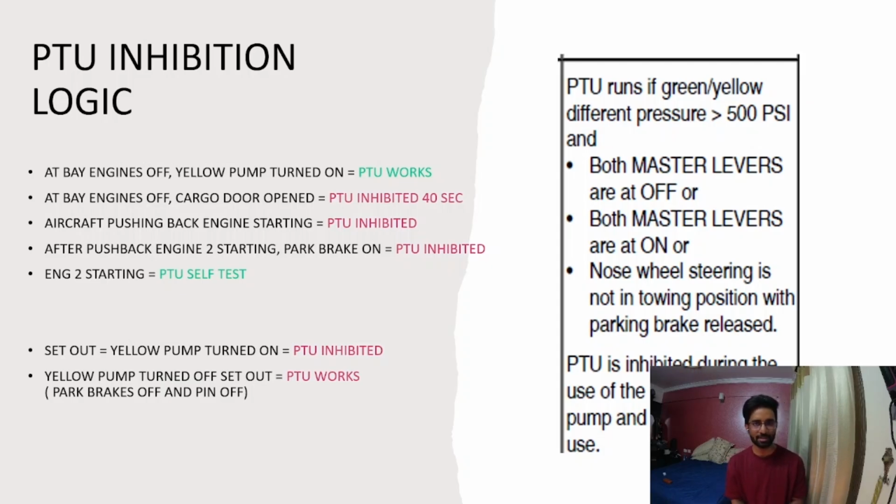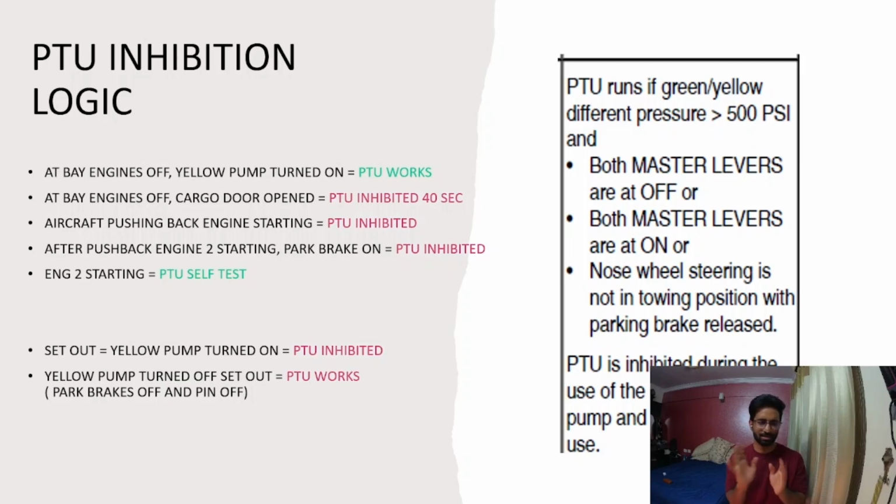The reason for that is, if you have engine 1, green gets pressurized, and you can taxi with engine 1, and yellow will be supplied by the electric pump, so that the pressure difference is not there. Green doesn't have an electric pump, so we don't have an option like that, which is why we start engine number 1 in the case of Indigo.